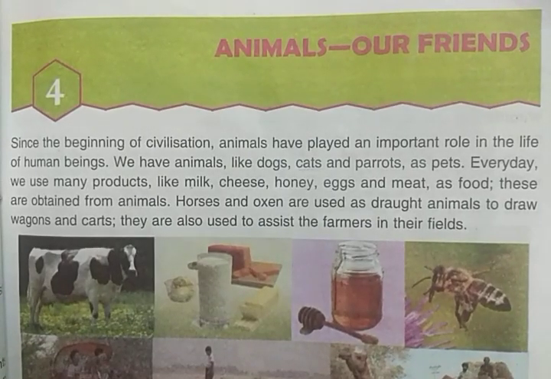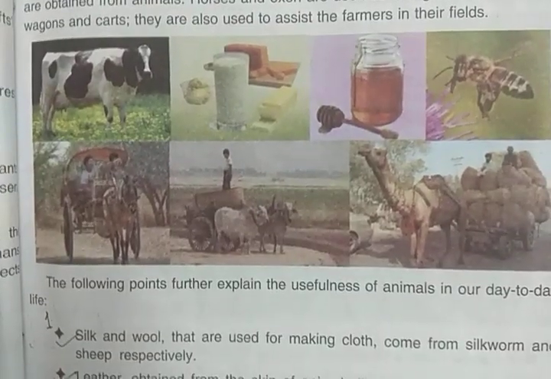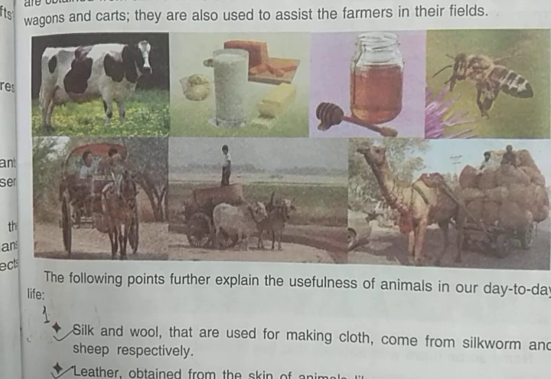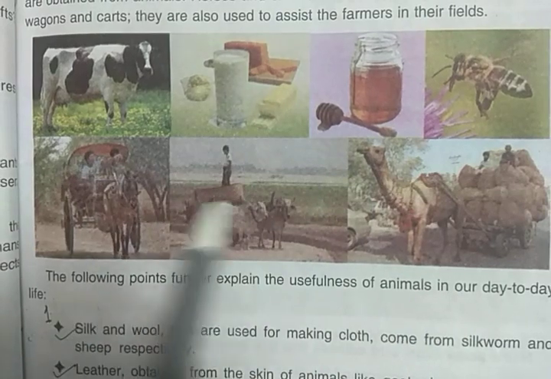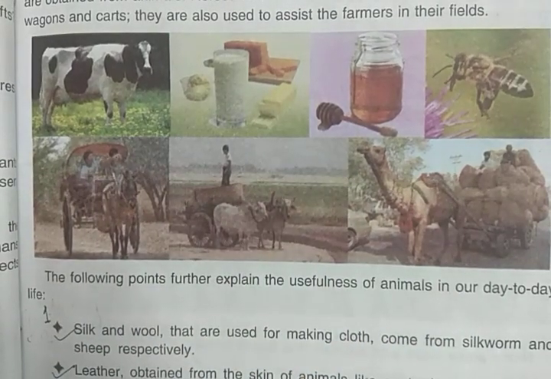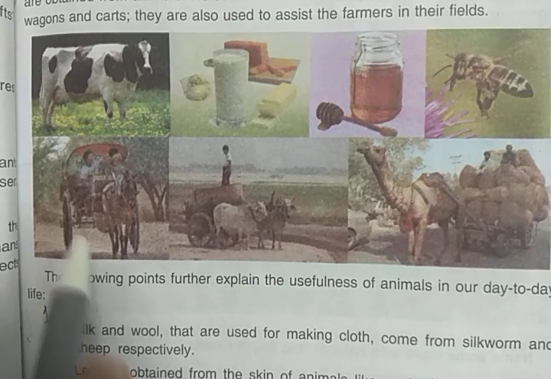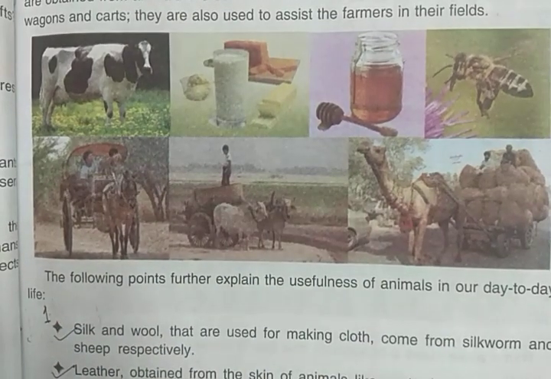Hello students, in our previous video we started lesson number 4 of science, that is Animals, Our Friends, and we discussed how animals play an important role in our life. We discussed that animals give us food, for example cow gives us milk, honeybee gives us honey, and there are many animals which are used to draw wagons and carts, like horse, oxen and camel.